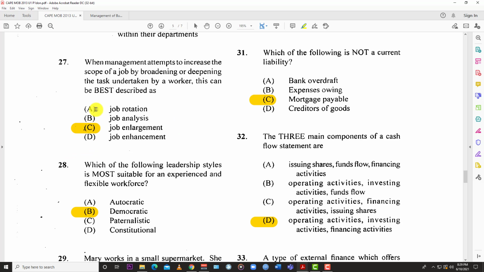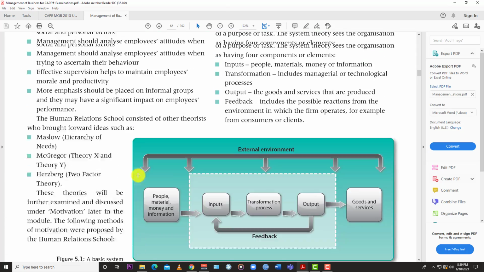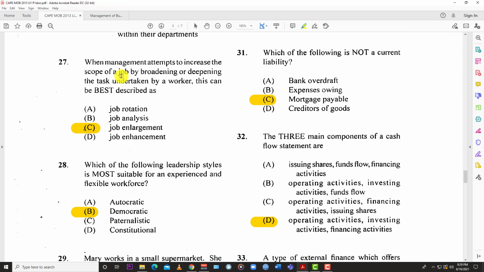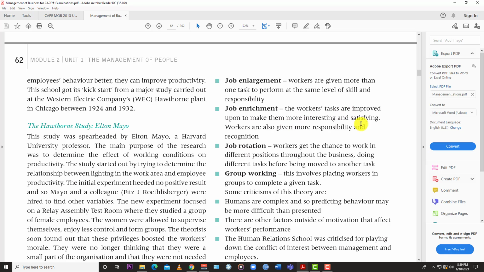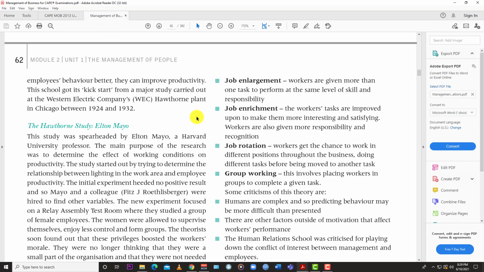And there is also no job enhancement within this particular topic, right? We're looking at motivation and things like that, and there's no job enhancement for that one. It's enrichment or enlargement, and the only option is enlargement, and it's to broaden or deepen the task undertaken by the worker. Now this almost sounds like job enrichment, right? When it's an improve upon the task, but since it's not an option, we go with job enlargement, where workers are given more than one task to perform, so that's the broadening of the task, right? There's broadening. All right, good.